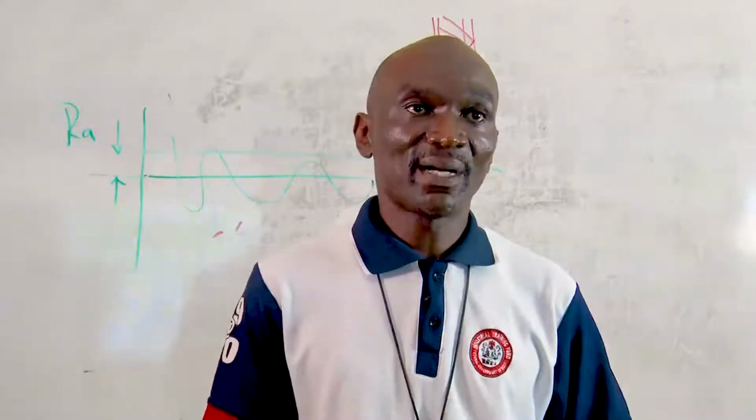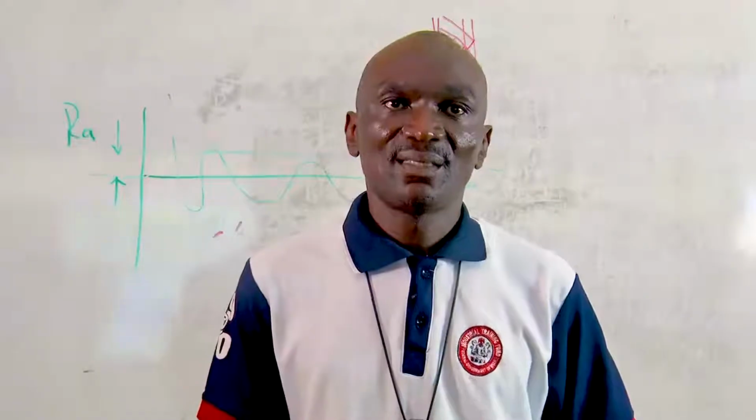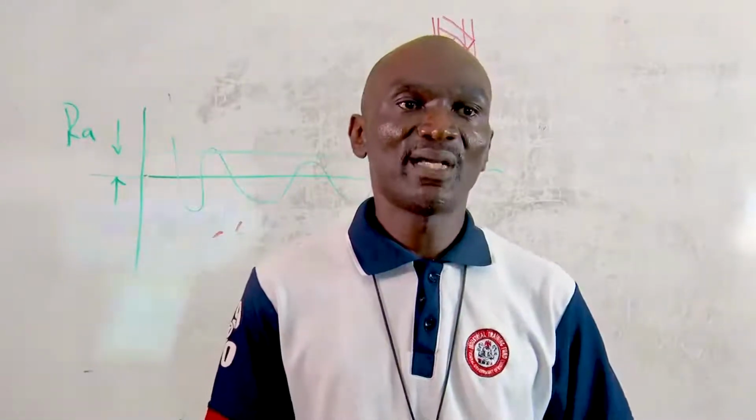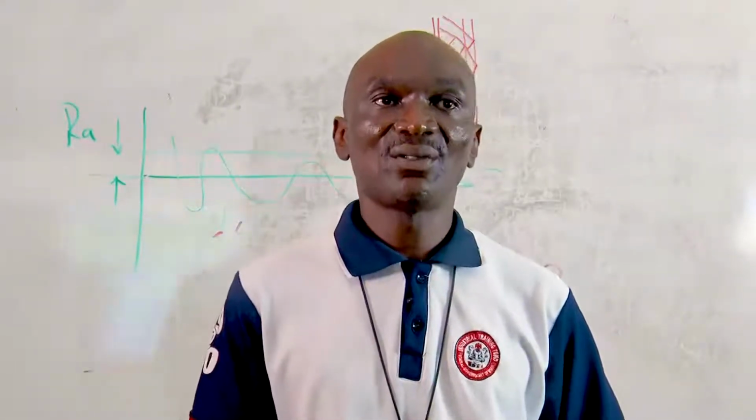That's according to IUPAC. Corrosion occurs when a refined metal is naturally converted to a more stable form, such as its oxide, its hydroxide, or sulfide state, which leads to deterioration of the material. A metal corrodes when it reacts with another substance, such as oxygen, hydrogen, an electric current, and even bacteria. Corrosion can also happen when metals like steel are placed under too much stress, causing the material to crack.